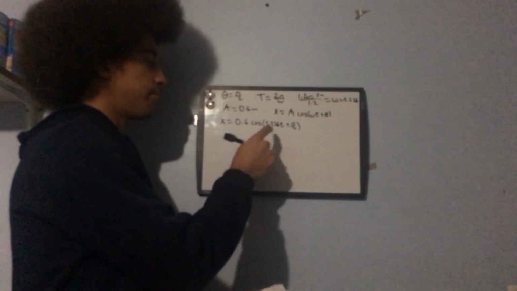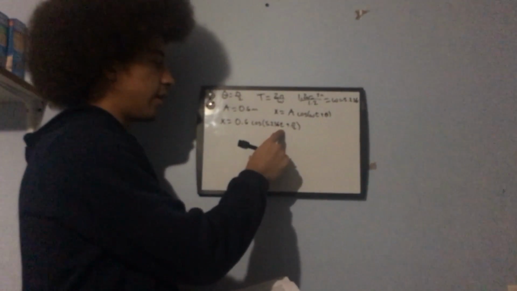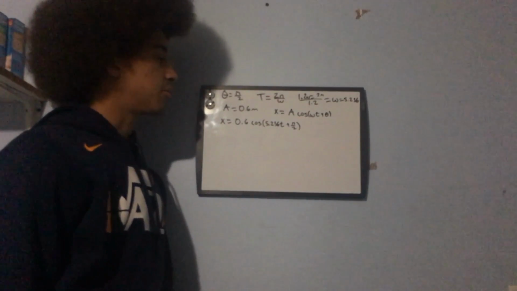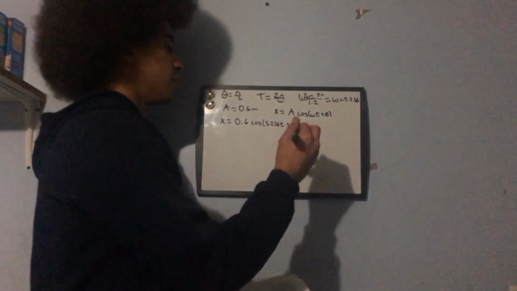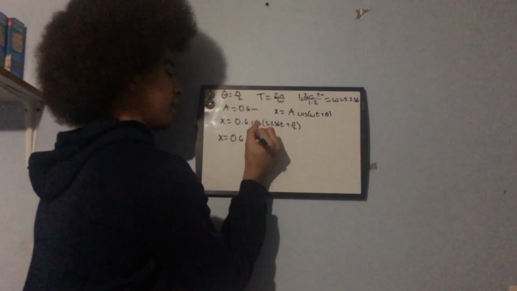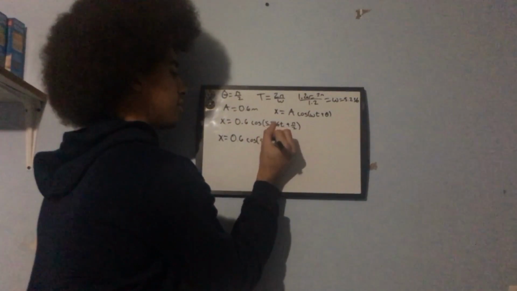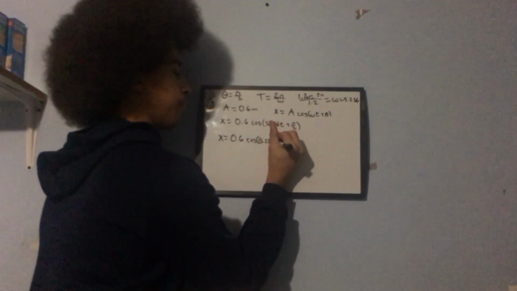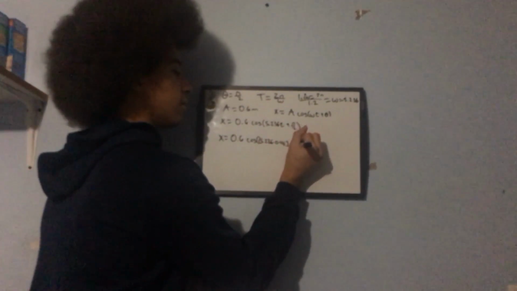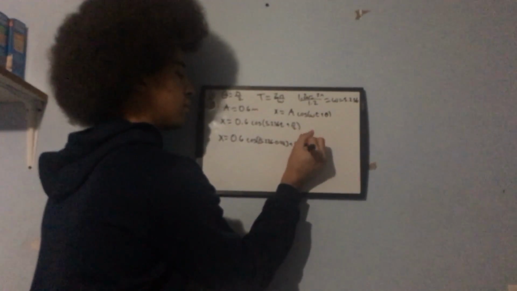So then we want to find out what x is. We want to know how far it is from the equilibrium position at t equals 0.48. So then we'll have x equals 0.6 cosine of 5.236 times 0.48 plus pi over 2.